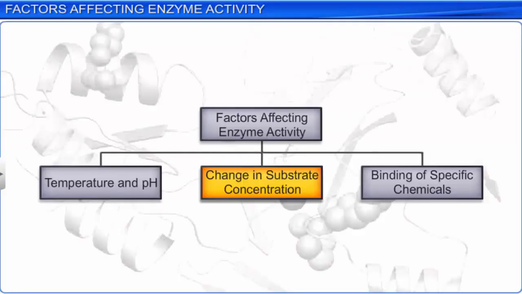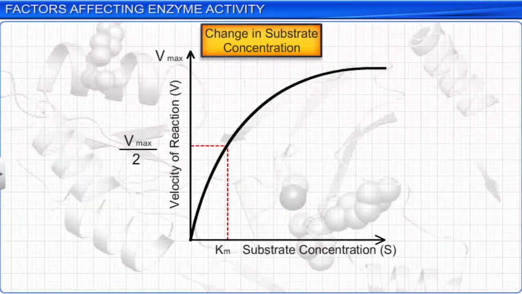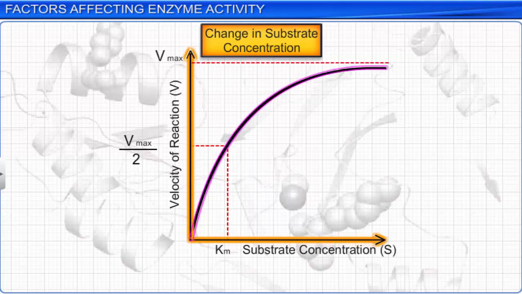Change in substrate concentration is the second factor impacting enzymatic activity. Here's a graph which shows enzyme velocity at many different concentrations of substrate. If the substrate concentration increases, initially, the velocity of enzymatic reaction rises. In the final stage, the reaction reaches a maximum velocity or Vmax. This velocity does not rise any further, even if there is an increase in the concentration of the substrate.